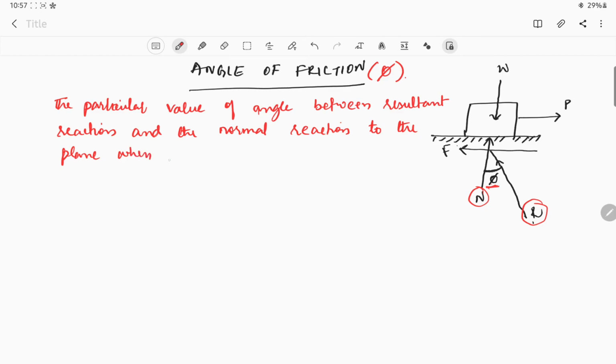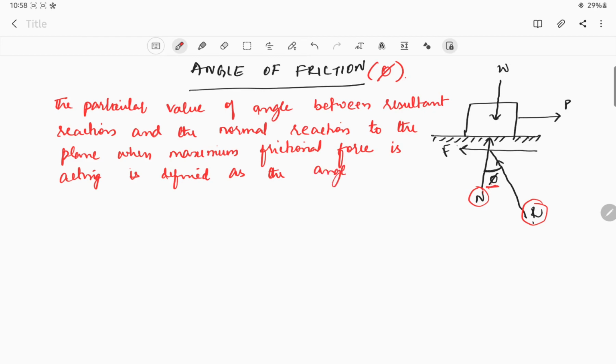when maximum frictional force is acting, is defined as the angle of friction.